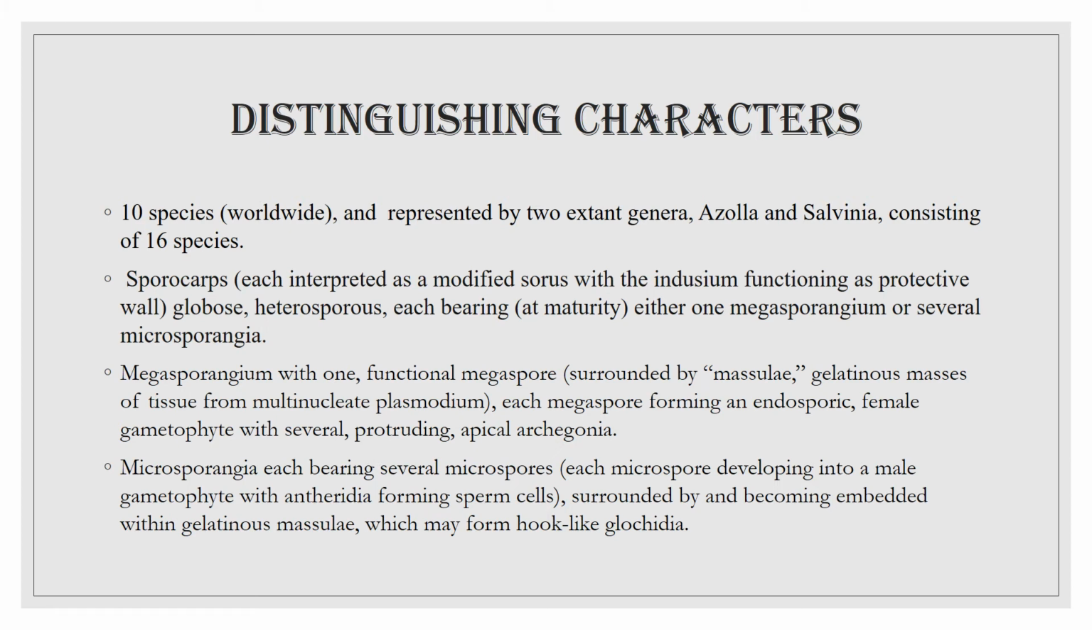Then the female gametophyte with several protruding apical archegonia. Then let's go to the microsporangia, each bearing several microspores. Each microspore develops into a male gametophyte with antheridia forming sperm cells. It is surrounded by and becomes embedded within gelatinous massulae, which may form hook-like glochidia. When we say glochidia, it is like two shell halves that can be closed with a closing muscle.